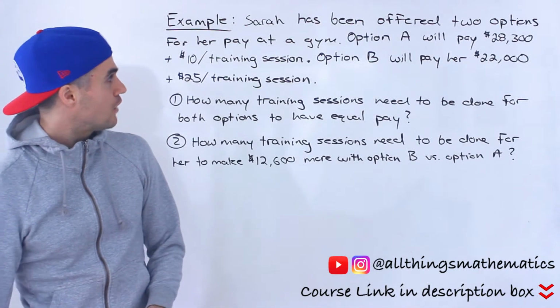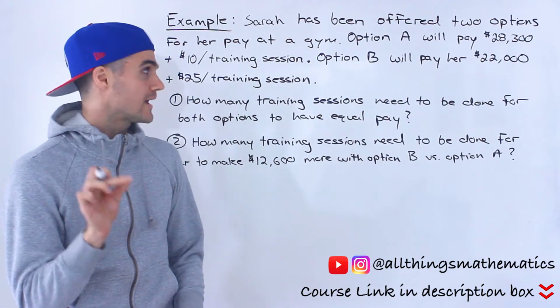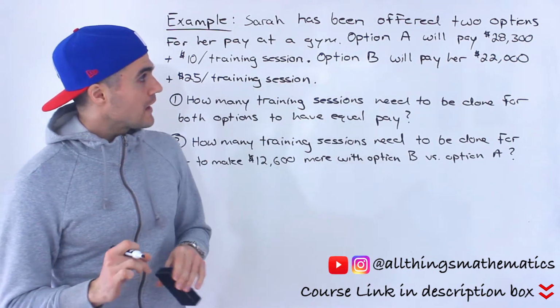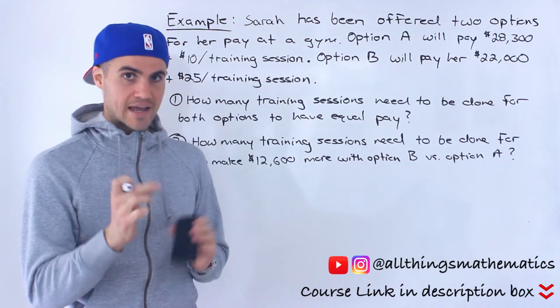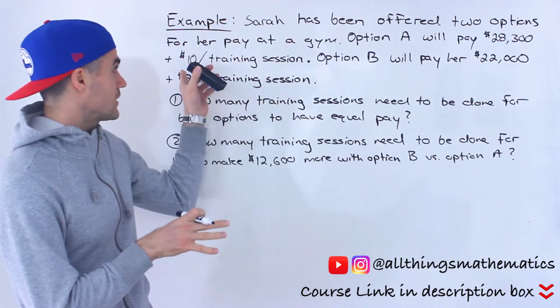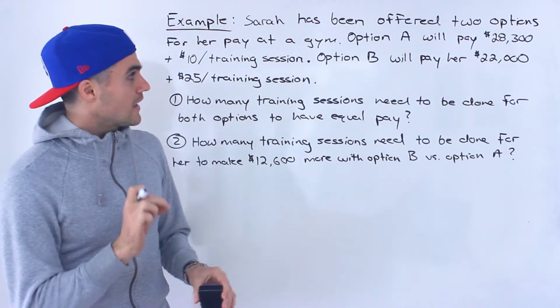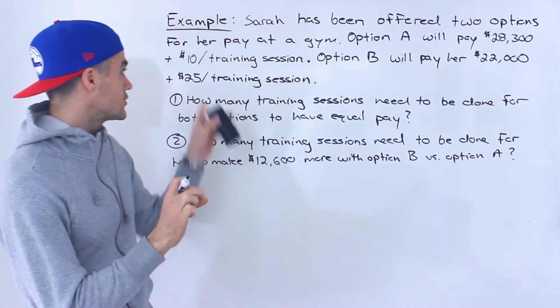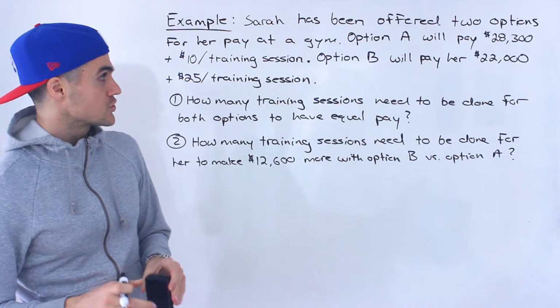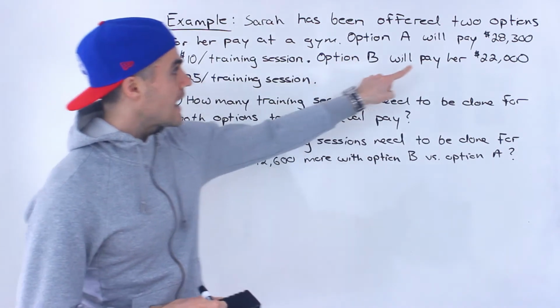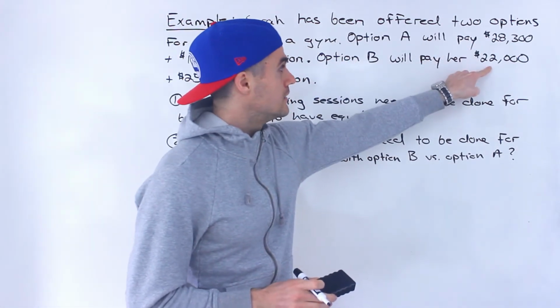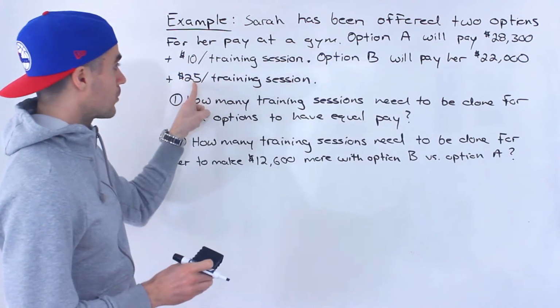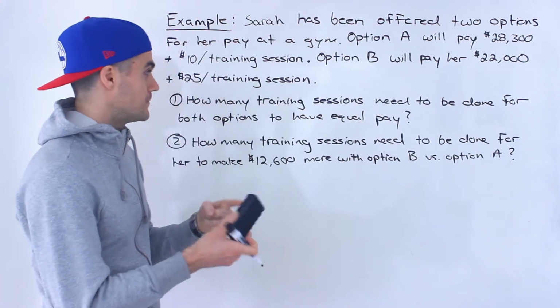So Sarah has been offered two options for her pay at a gym. Option A will pay $28,300 as a base salary, and then she'll get $10 per training session. And option B will pay her a $22,000 base salary, and then she'll get $25 per training session. Notice option A has a higher base salary, but it has a lower per training session pay.